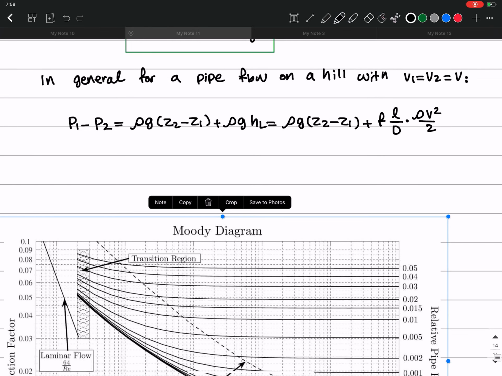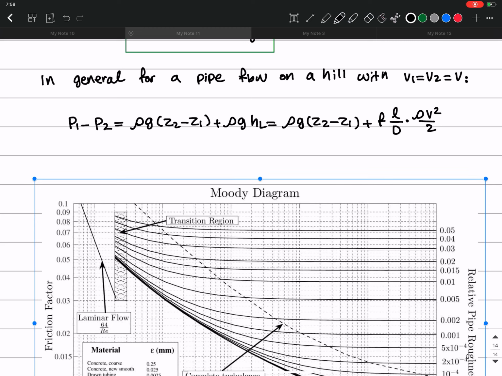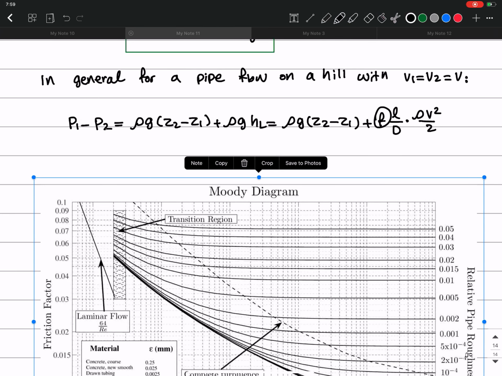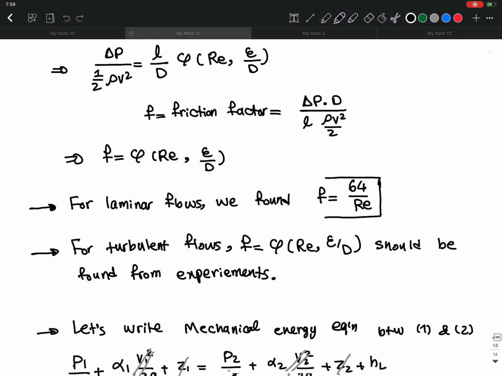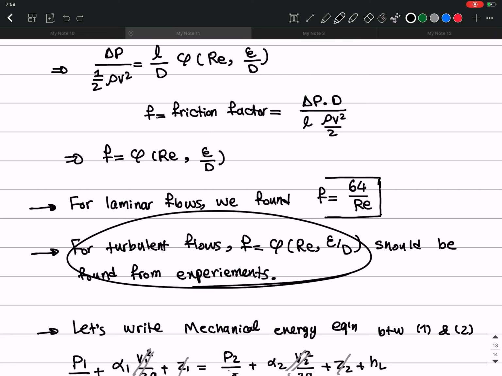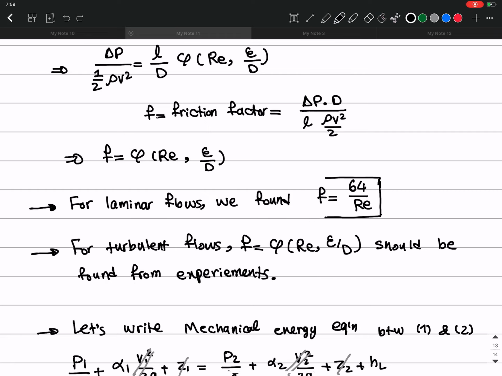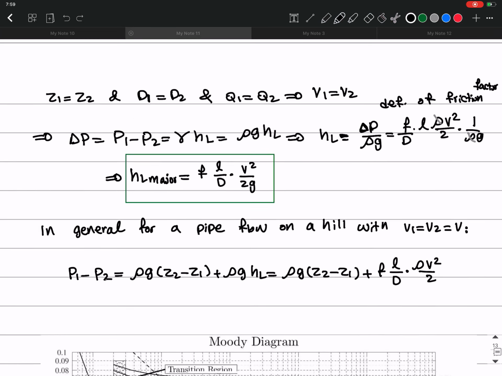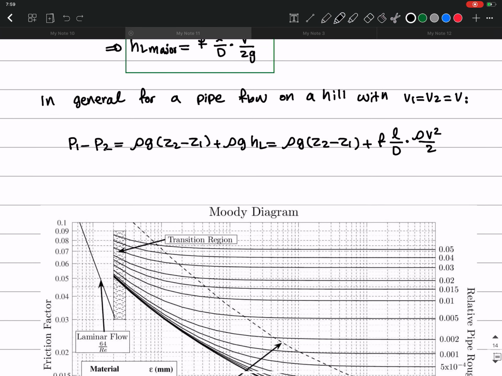And so now I want to talk about this Moody diagram, which is how to find this friction factor. We know for laminar flows it's going to be 64 over Reynolds number, but how about turbulent flows? For turbulent flows, we need to do experiments. So Moody was the first person who did these experiments to find actually what is the functional dependence. So let me write it down.